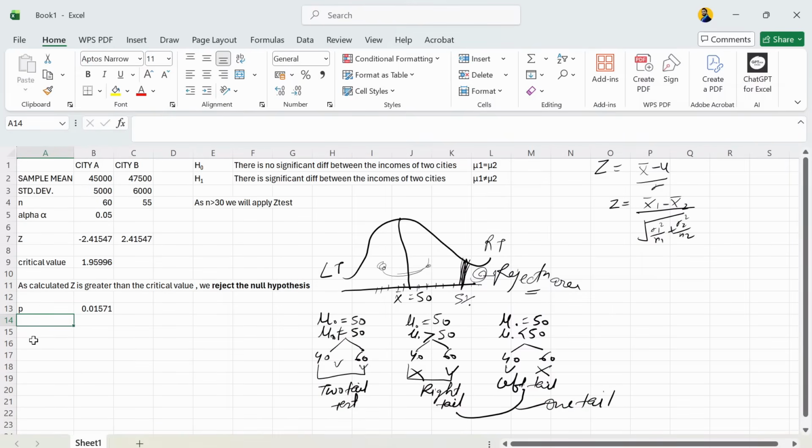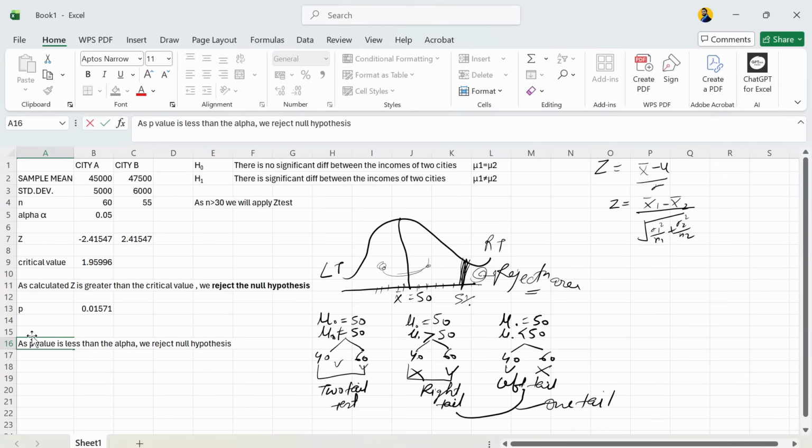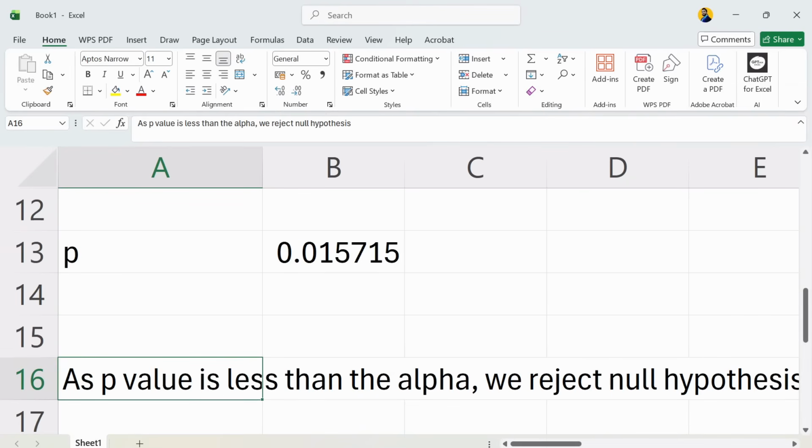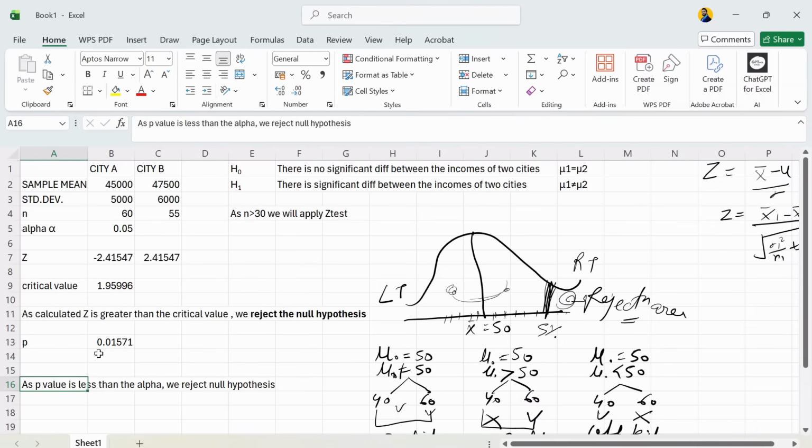Now the main decision part. I am writing a statement here: p-value is less than the alpha, we reject the null hypothesis. So this is our statement, right? As you can see in our case, the p-value is 0.015715 and alpha is 0.05.